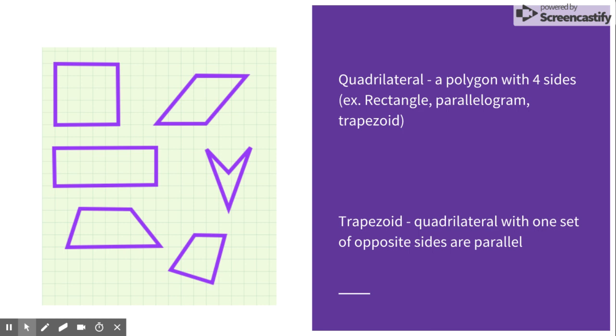Another important word is the word quadrilateral. These shapes on the left are all quadrilaterals, which are polygons with 4 sides. Trapezoid is a type of a quadrilateral similar to this one in the bottom left, where one set of opposite sides are parallel. If you look at it closely, it kind of looks like it is made up of 2 triangles and 1 rectangle.